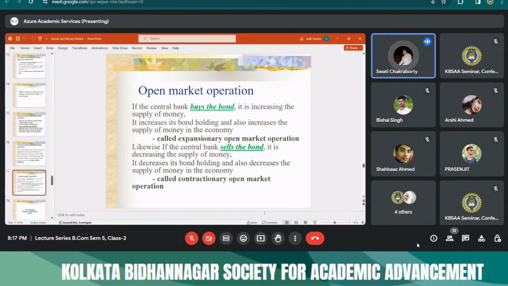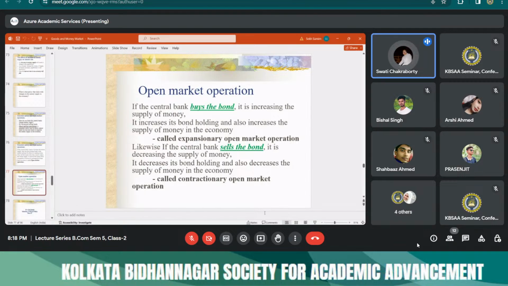When they are buying the bond, they're paying the commercial banks, so there is an increase in money in the market. Commercial banks have more money on hand, which they can give as loans to the investors. That's why it's called expansionary open market operations. Those who want to take loans, the private firms, can take loans. So that's how it comes about.